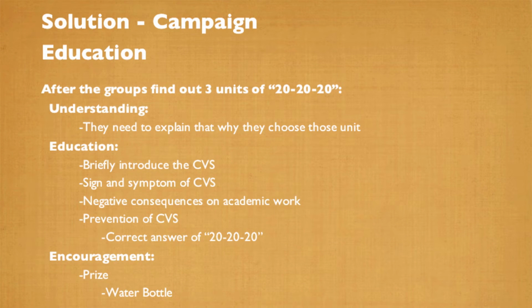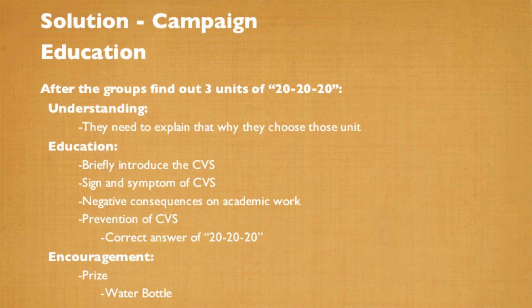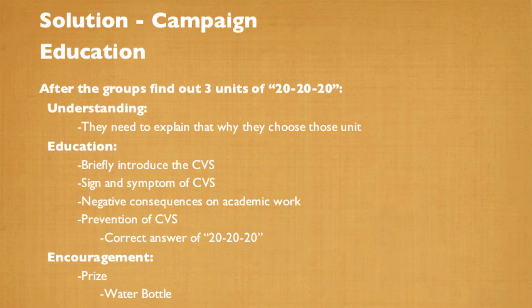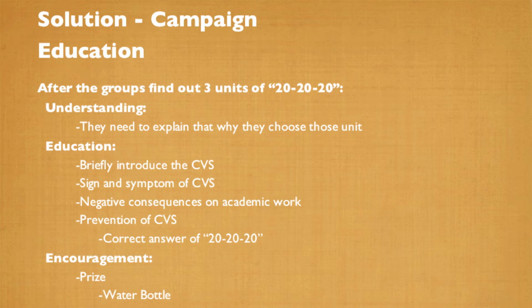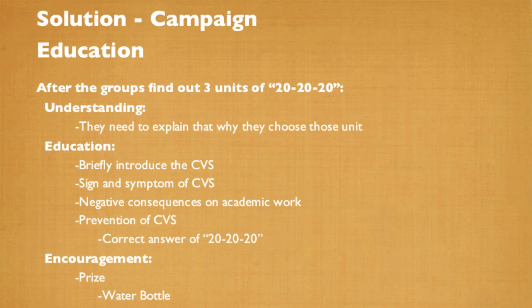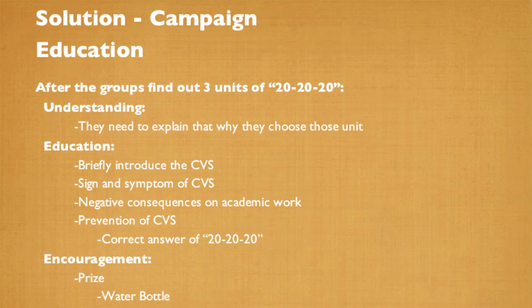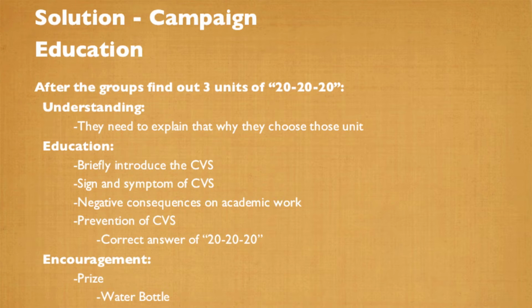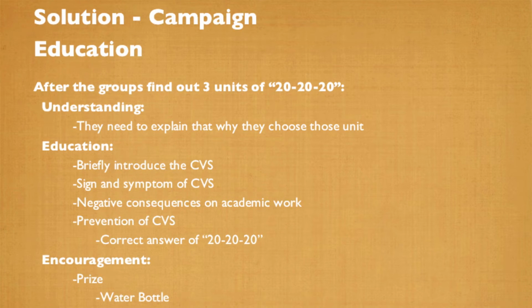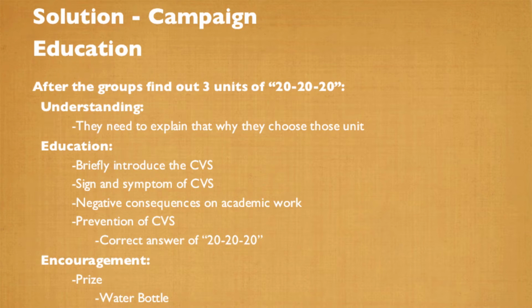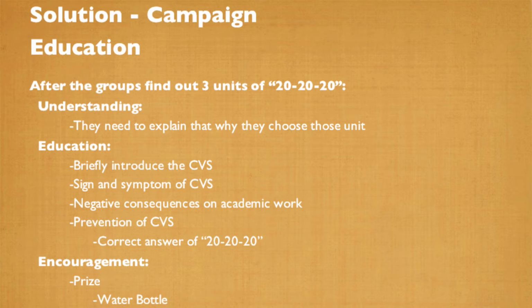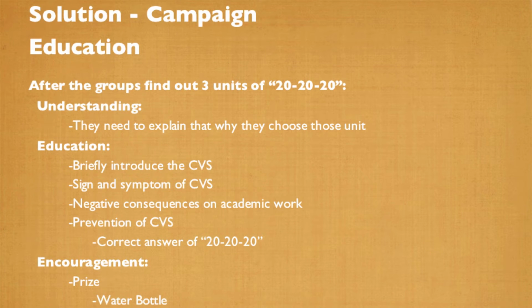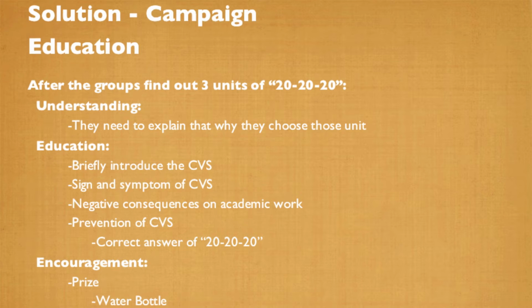After each group finds out the answer of 20-20-20, we will start the education part. First of all, we will ask them why they chose those answers. We can understand their thinking and also see that they enjoy our game very much and are enthusiastic to answer the questions. After listening to all the explanations, we start to educate and introduce CVS based on their wrong answers.